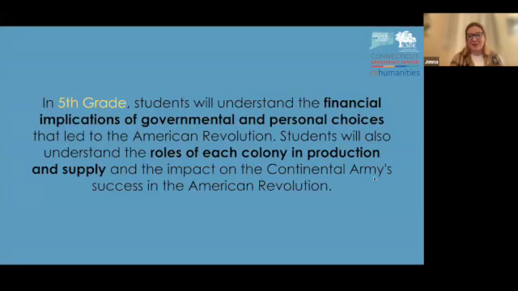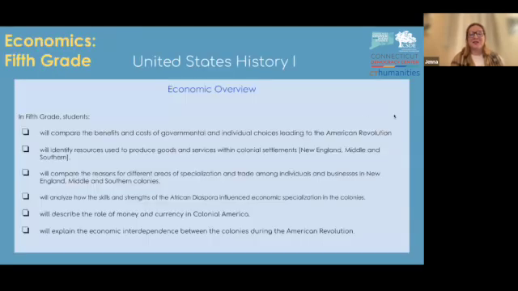So, in fifth grade, students will understand the financial implications of governmental and personal choices that led to the American Revolution. Students will also understand the roles of each colony in production and supply and the impact of the Continental Army's success in the American Revolution. Our standards start as overviews here. We have quite a few in fifth grade, unlike our prior two grades.